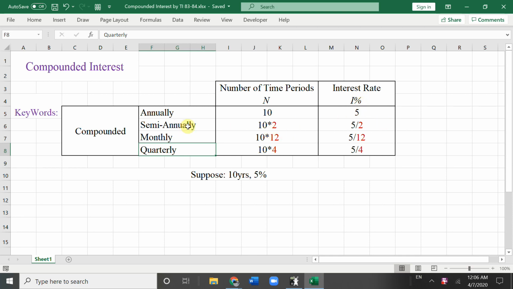And for semi-annually, times 2, because a year has 2 half years. For monthly, 12 months, so times 12, and for quarterly times 4. Every 3 months is 1 quarter. And for the interest rate, it is divided by 2, 12, or 4.